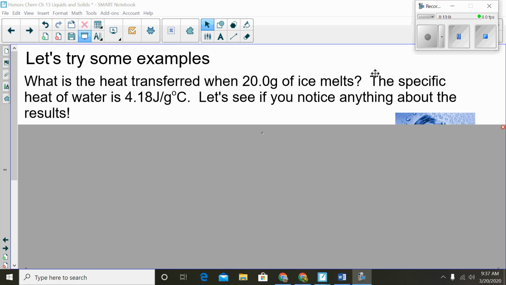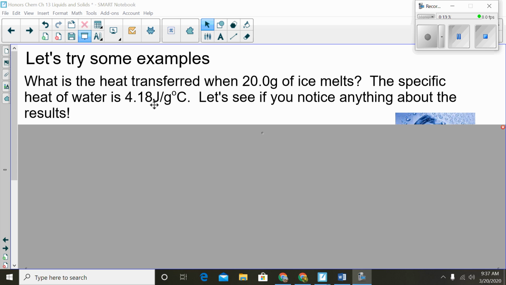Okay, so what I'm going to finish up here with is a little introduction to that second Q equation, and then I will stop it and put up a separate video to help you along with the math. What I'd like to show you first, though, is this example. So just take a look at this. Let's just read it together. It says, what is the heat transferred? Heat is Q, when 20 grams of ice melts. So 20 grams is the mass, and then I give you the specific heat of water.